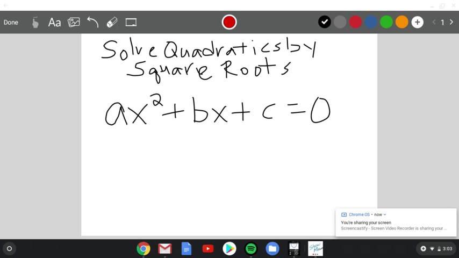There are different methods to solve these quadratics. We've done solve by graphing. And so today we're going to do solve by square roots. And the way that you'll know that you can solve a quadratic by square roots is if there's no x to the first power. You're missing the bx term and you only have your x squared and your constant. So if you have an x to the first power, you cannot use solving by square roots.